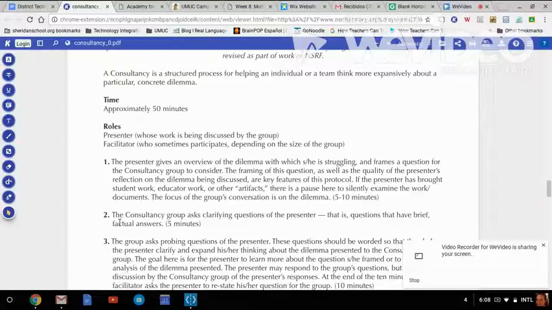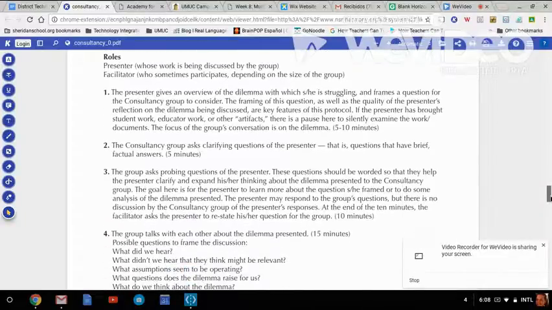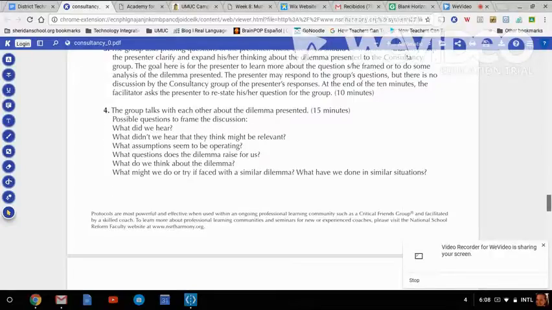And then the group is going to ask clarifying questions to the presenter. And then number three, the group is going to ask probing questions. So it's going to take those questions even deeper. And then number four, the group is going to talk to each other about the dilemma presented. And here are guiding questions around that process.